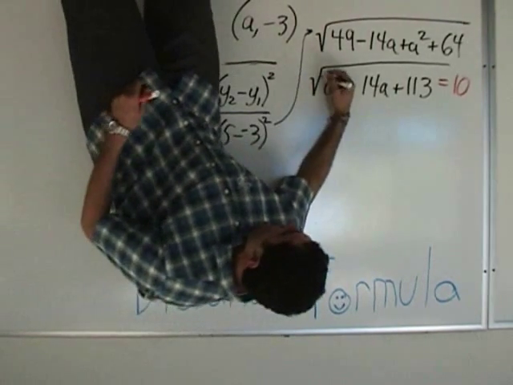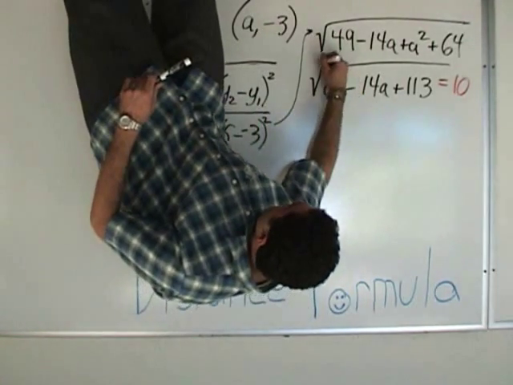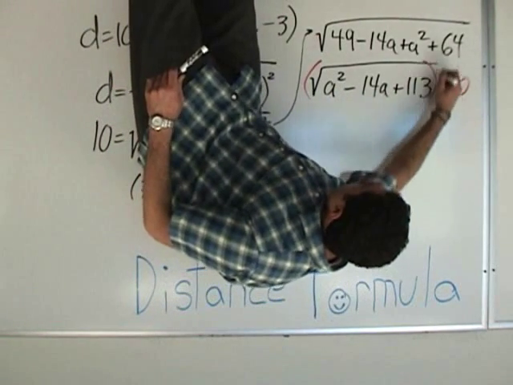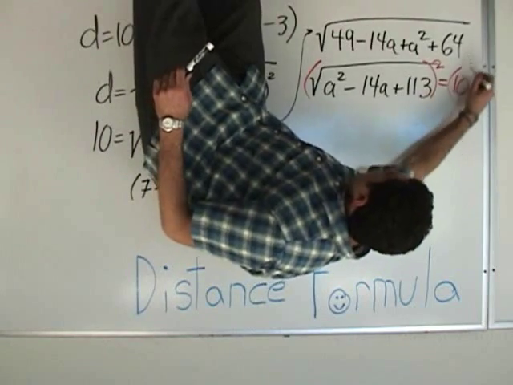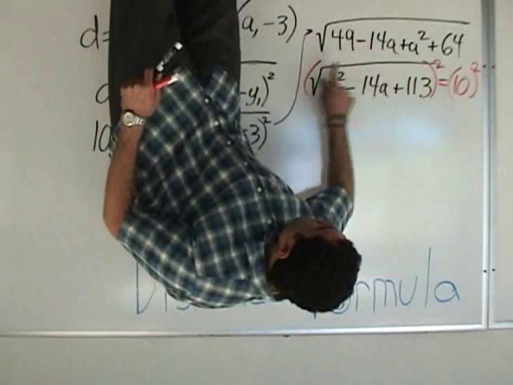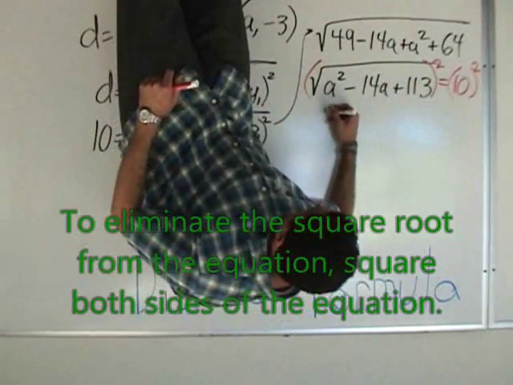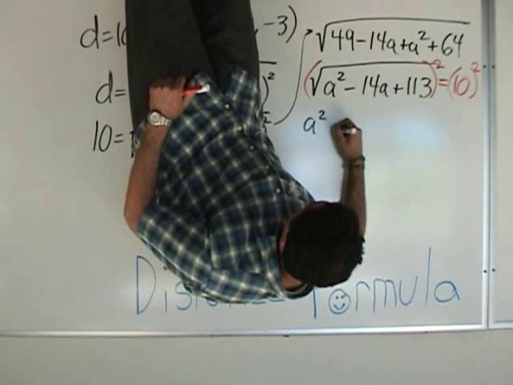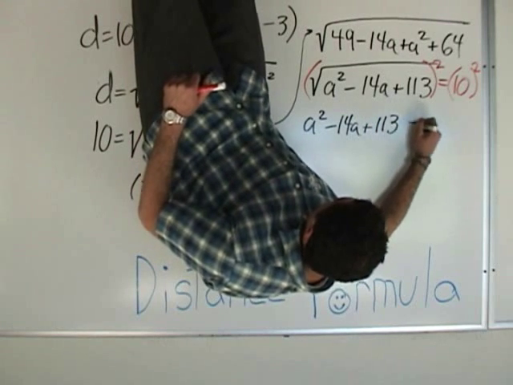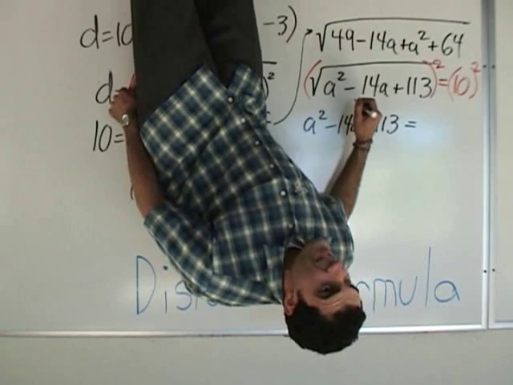I know that's what you meant. So you have to double square it? No, just square it. Square, with the 2. Got it. So we square both sides. When you square a square root, it cancels the square root. So what are we left with? a squared minus 14a plus 113 equals 10 squared. 100. Say it loud.